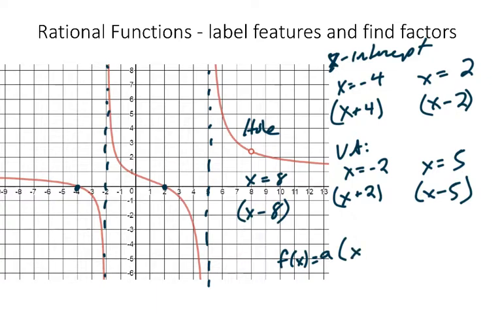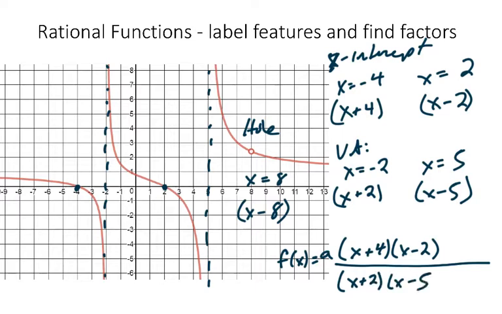So then putting that all together in an f of x, I've got some multiple in the numerator, x plus 4, and then x minus 2. And then I've got, for the denominator, which creates the vertical asymptotes, x plus 2 and x minus 5. And then for the hole, I've got x minus 8 in both of these. So again, remember, my x-intercepts go in the numerator. My vertical asymptotes go in the denominator, because multiplying by 0 creates an x-intercept. Dividing by 0 creates a vertical asymptote. When you're doing both at the same time, that creates a hole.